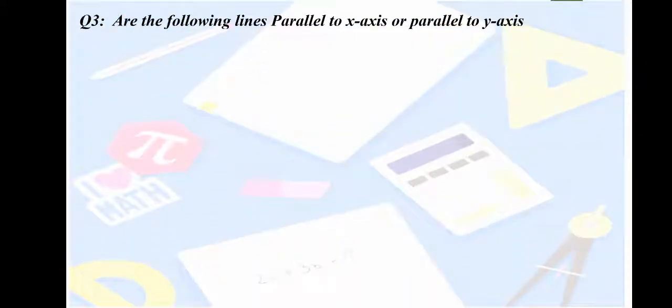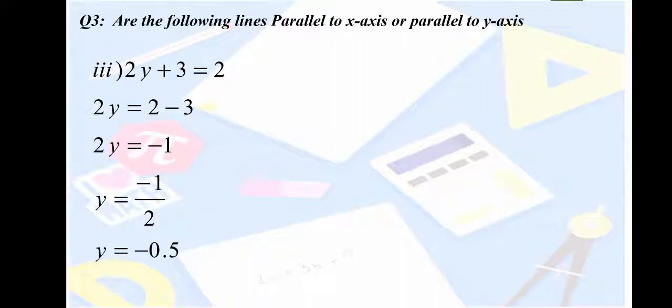Question number 3, third part, 2y plus 3 equals 2. 3 is positive here. When it moves to the other side, it will become negative. So the equation will become 2y is equal to 2 minus 3. 2 minus 3 is equal to minus 1. So 2y is equal to minus 1. 2 is multiplying with y.